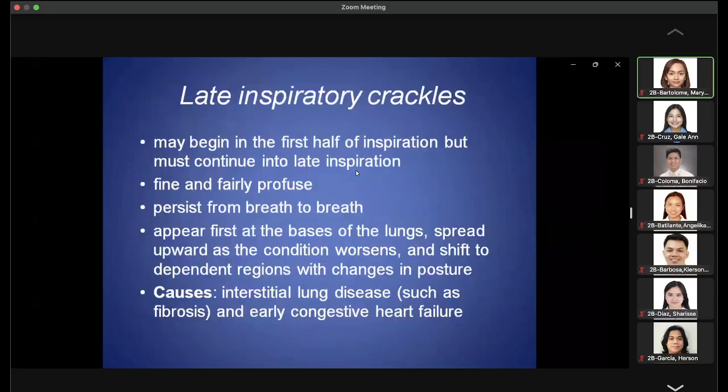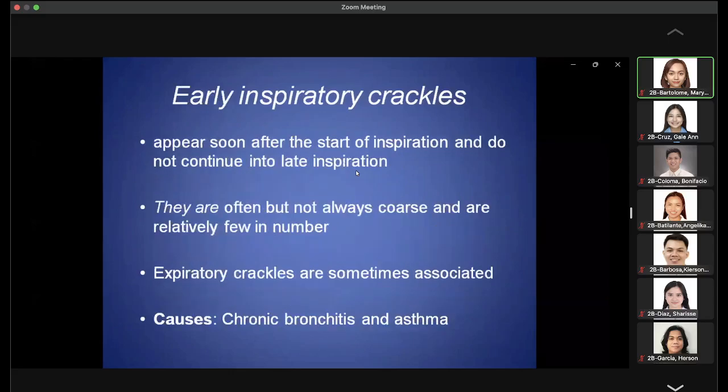So for late inspiratory crackles, it may begin in the first half of inspiration, but must continue into late inspiration. So it may persist from breath to breath. Okay. And the most common diseases that may create late inspiratory crackles are ILD and CHF or heart failure.